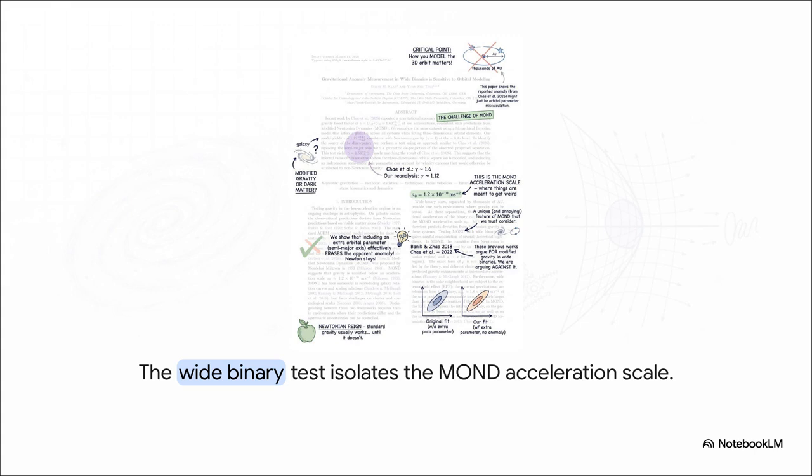This search for an isolated system brings us all the way down to our local stellar neighborhood to look at wide binaries. These are pairs of stars orbiting each other at vast distances. At these incredible distances, the gravitational pull between them is incredibly weak, which perfectly isolates the MOND acceleration scale. And because they're right in our cosmic backyard, any weird gravity we find can't just be blamed on dark matter, because there just isn't enough of it locally to affect them.